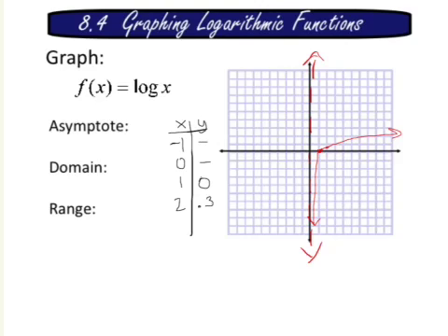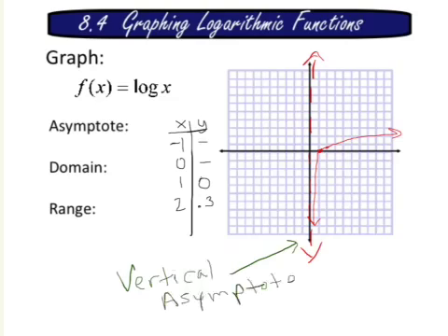And we'll notice that instead of having a horizontal asymptote like we're used to with an exponential function, we actually have now a vertical asymptote. And in this case, we have a vertical asymptote that has the equation x equals 0. It's right on that y-axis, and the equation of that y-axis is x equals 0.